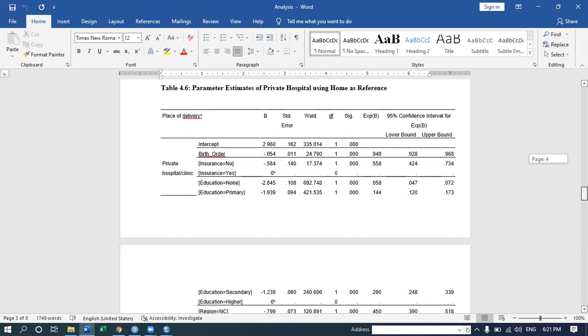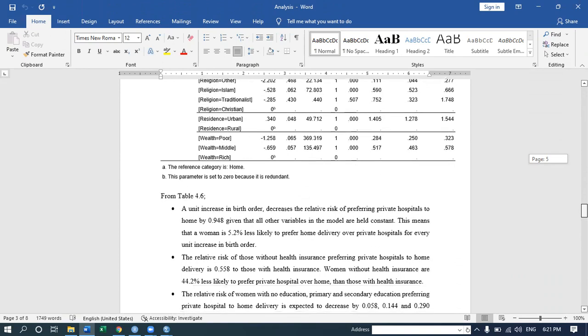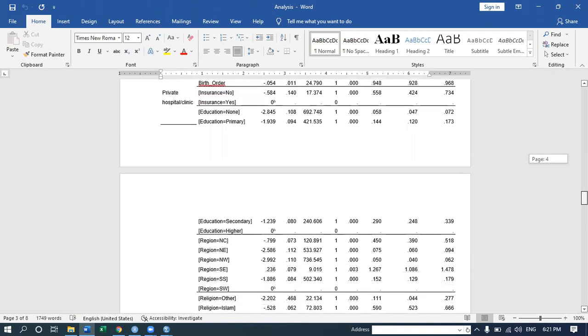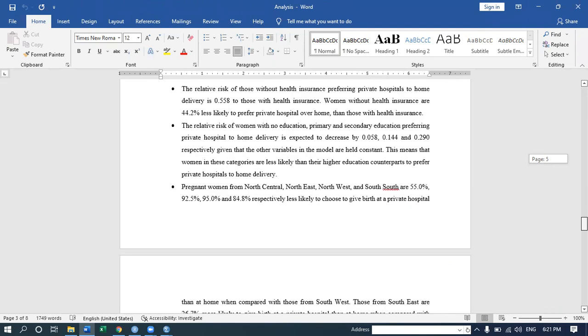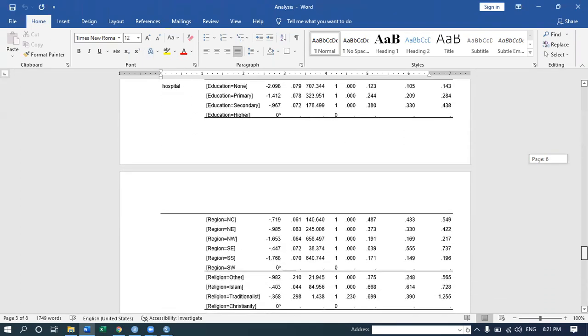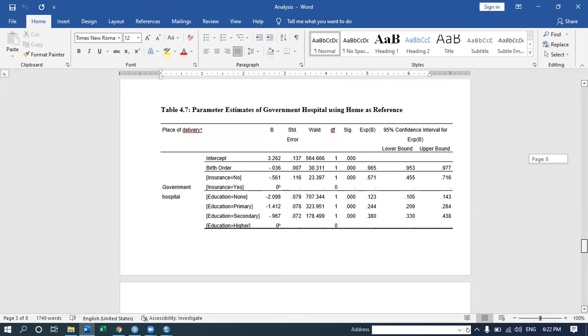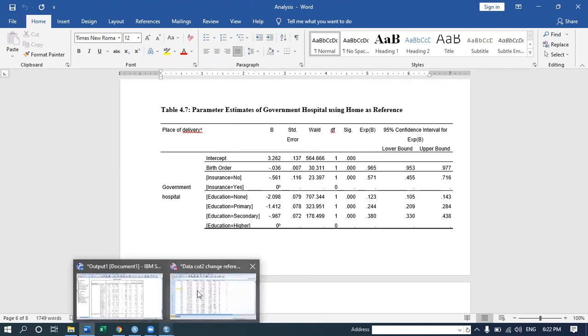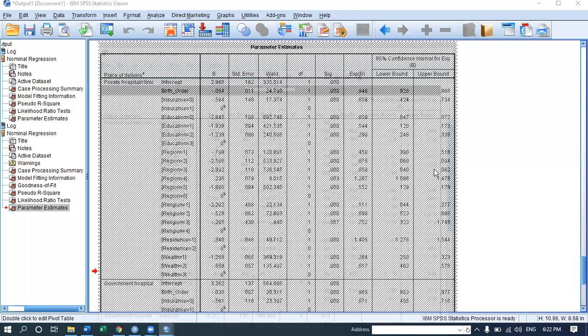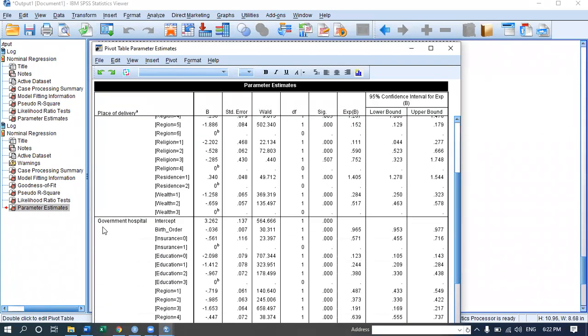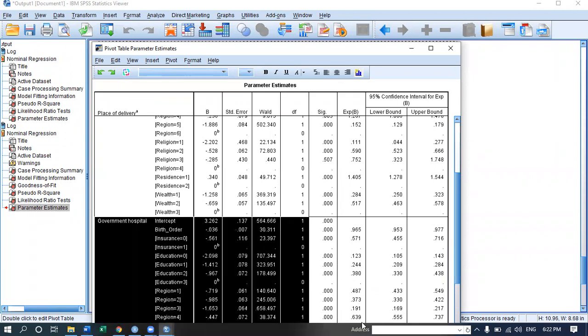So now let me explain how to interpret the table. Remember, I told you that I'm going to split the table, which I did here. I split the table, this one for private hospital. Then after interpreting it, I copy the other table for government hospital. Now, how did I do this? I've taught you: double click it, come to this place, highlight and delete.